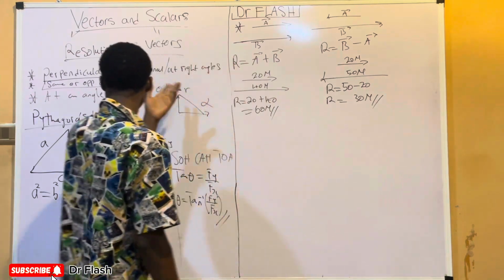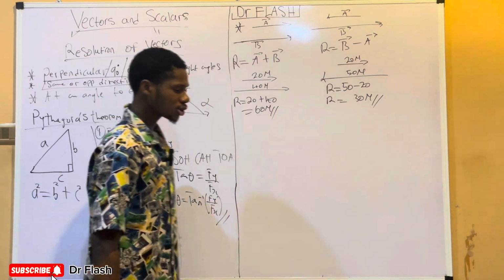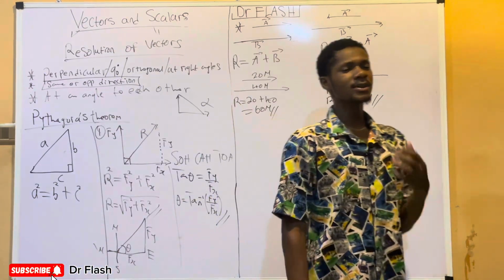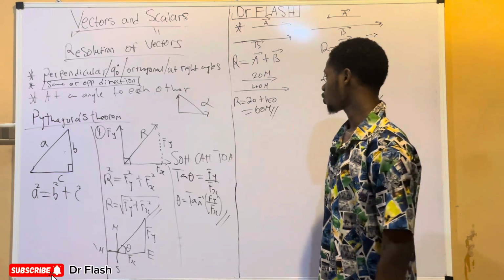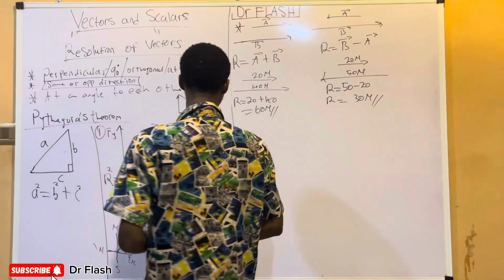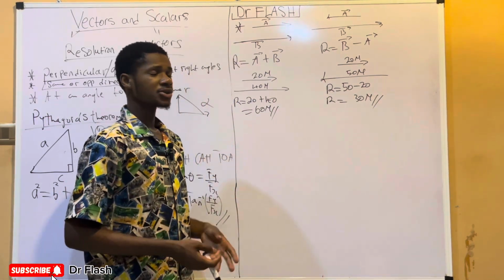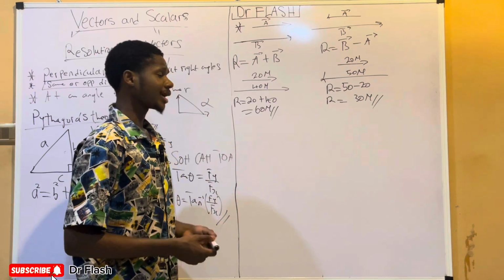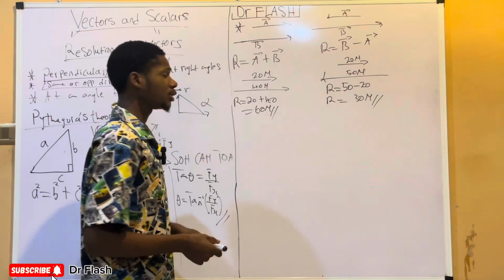Okay, now let's go back to the next one, which is vectors at an angle to each other. Before I do that, let's explain the concept of cosine and sine rule. It is important to take note of this concept. Cosine and sine rule are used in solving for sides and angles for various triangles. That is the basic use of cosine and sine rule. I'm going to show you how it is being done here.